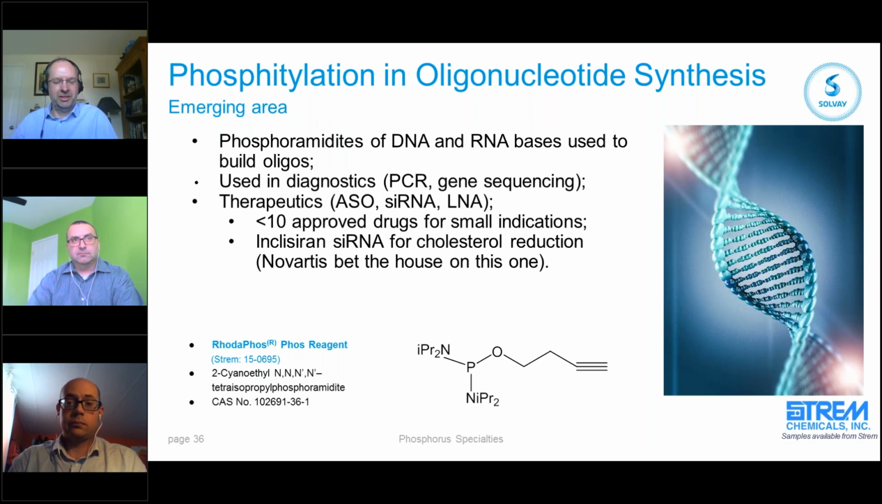Interestingly, at the moment, Novartis has submitted to both the FDA and the EMA an indication for inclisiran, which is an siRNA oligonucleotide for cholesterol reduction. And this has the potential to be a blockbuster drug, which is illustrated by the fact that Novartis purchased The Medicines Company for $9.7 billion, and they were the company that held the rights to inclisiran, and that was the main driving force for Novartis to make that acquisition. Next slide.